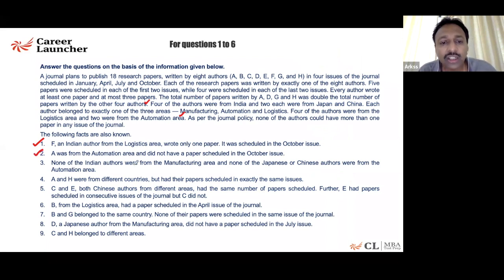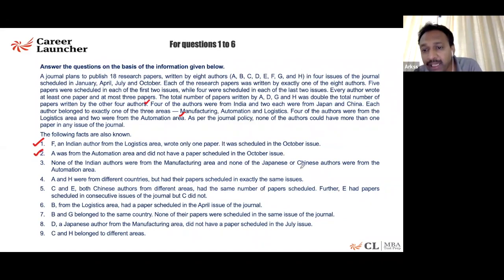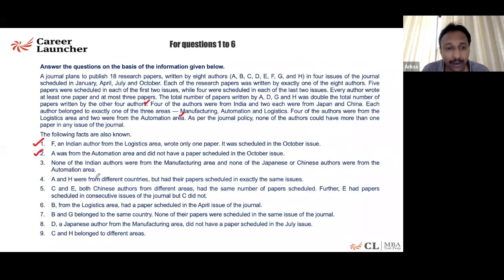None of the Indian authors were from the manufacturing area. One second. Manufacturing area. So these two are not from India. And none of the Japanese or Chinese authors were from the automation area. So none of the Japanese or the Chinese are from the automation area. That means A is an Indian very clearly. A has to be an Indian. Remember, A is an automation area. He cannot be from Japan or China. Therefore, he has to be from India.